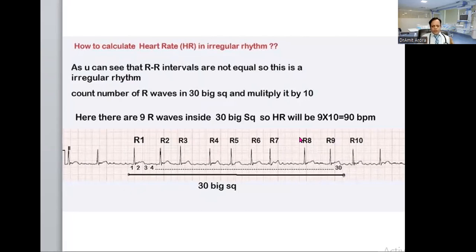So what will be the result? Since it's an irregular rhythm, you can mention it in a range. Like if suppose here I have calculated 90 BPM, you can take it plus minus 10. Like heart rate is between 80 to 100. You can write this because this is an irregular rhythm. Okay. So this is how we can calculate it.